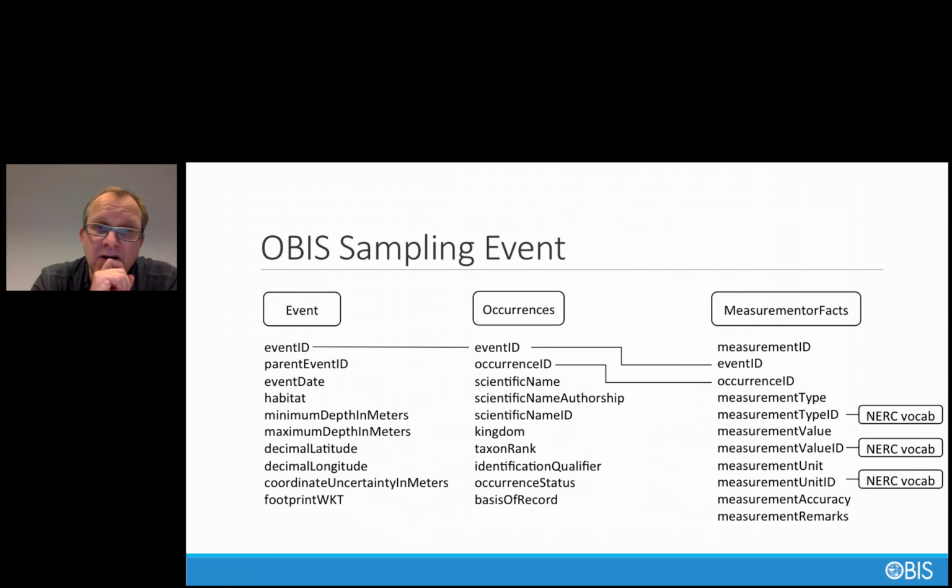An extra feature that we added is that we want to have the measurement types, values, and units linked to a unique ID in the NERC vocabulary, which is a widely adopted vocabulary for oceanographic data. And this will be useful to standardize all the data, which is important when you integrate lots of datasets.